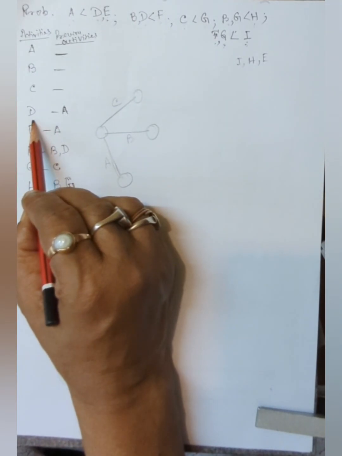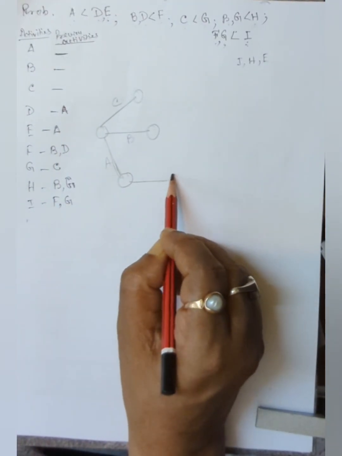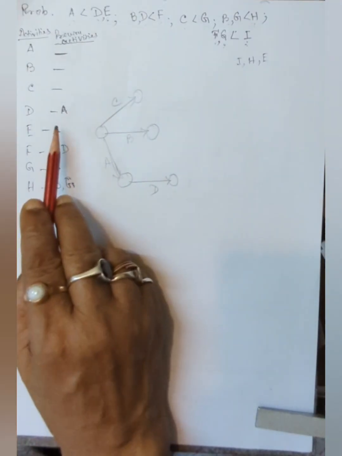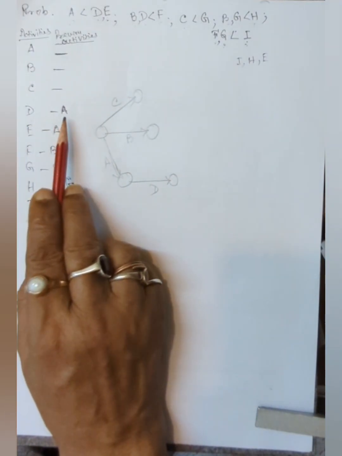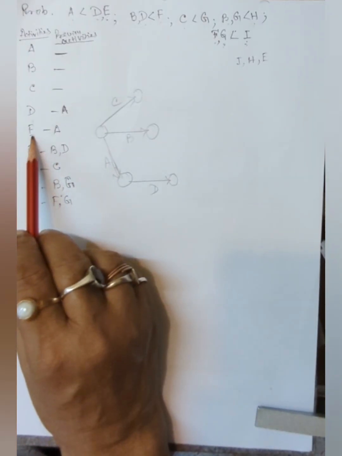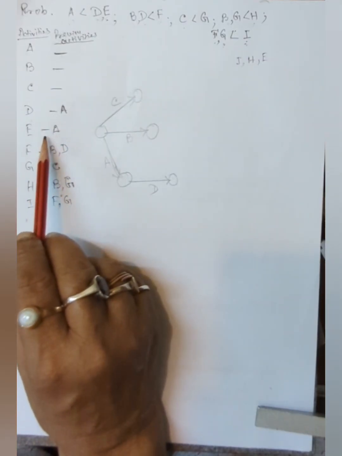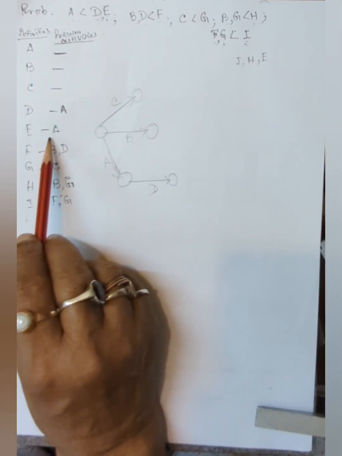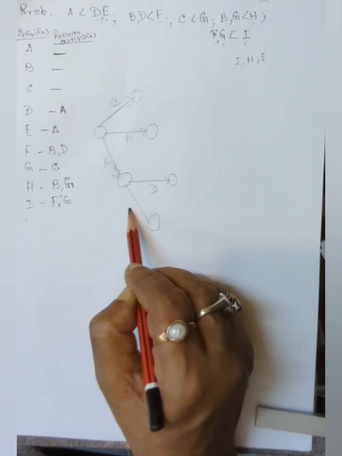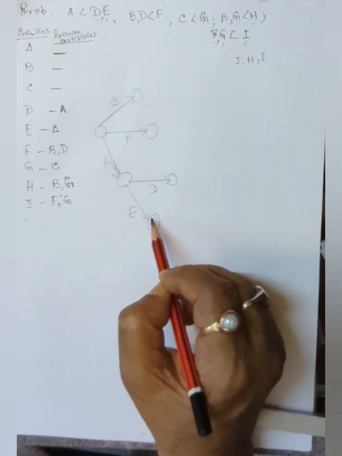Next, D is to be drawn after completion of A. That means this is D. D comes after completion of A. After completion of A, D is there. E also comes after completion of A. Again, after completion of A, the activity E is to be drawn.